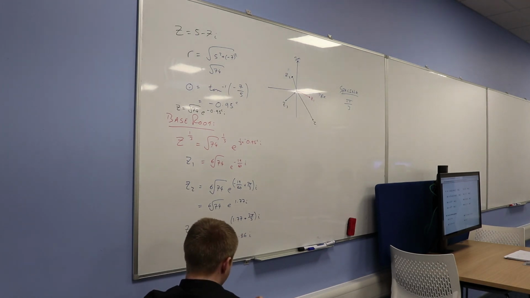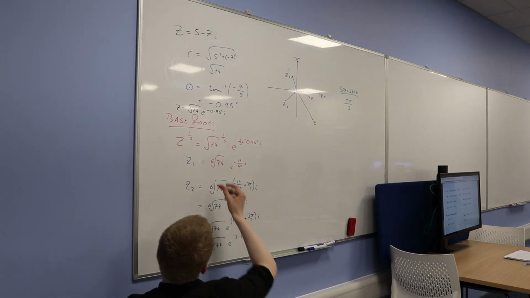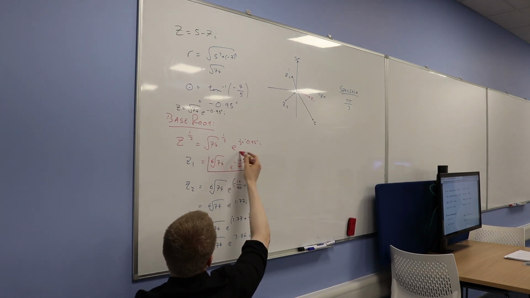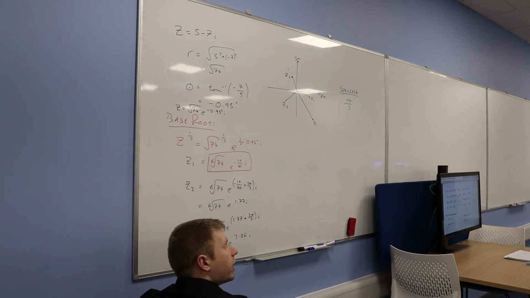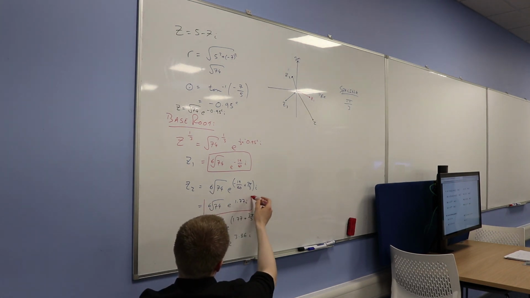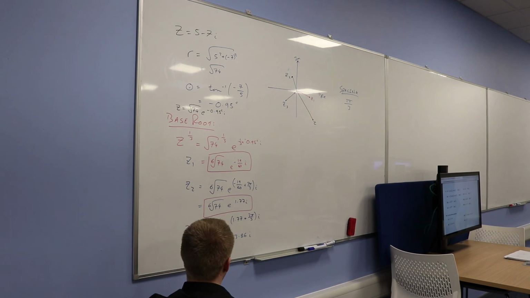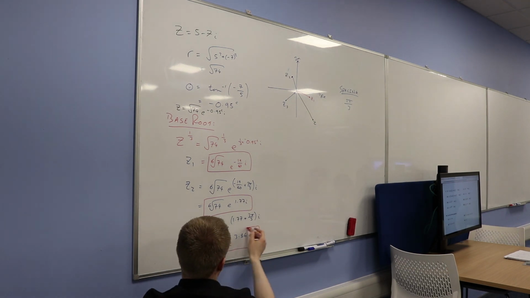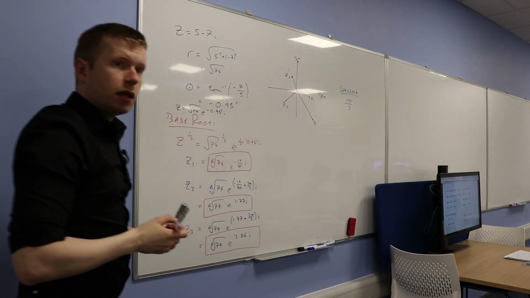So my three roots will be the 6th root of 74 e to the power of negative 19/60 i, the 6th root of 74 e to the power of 1.77i, and the 6th root of 74 e to the power of 3.86i. Okay.